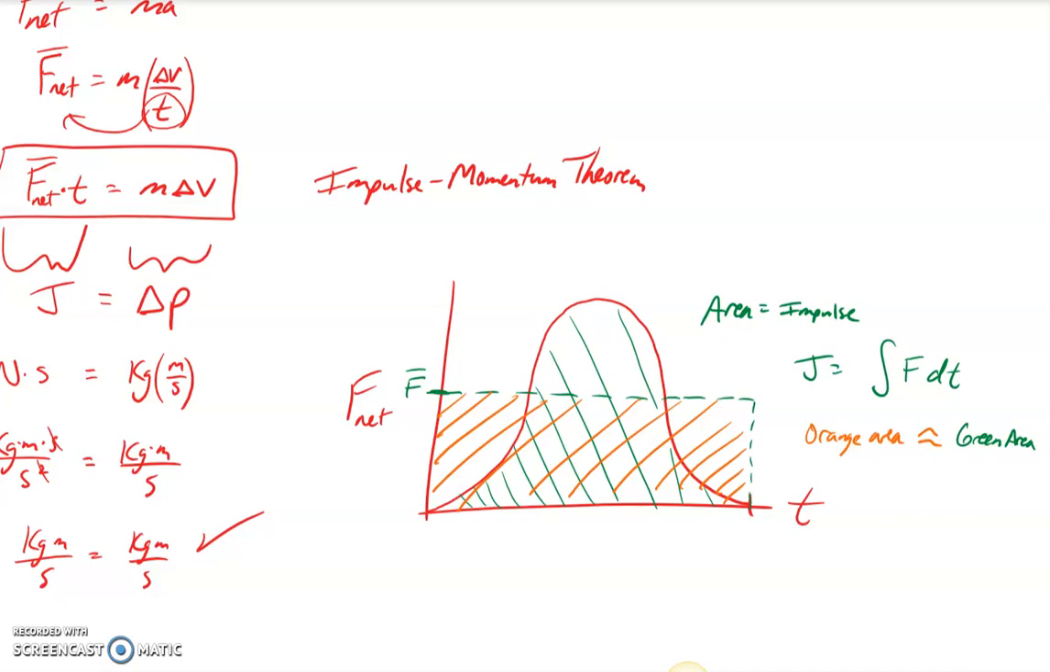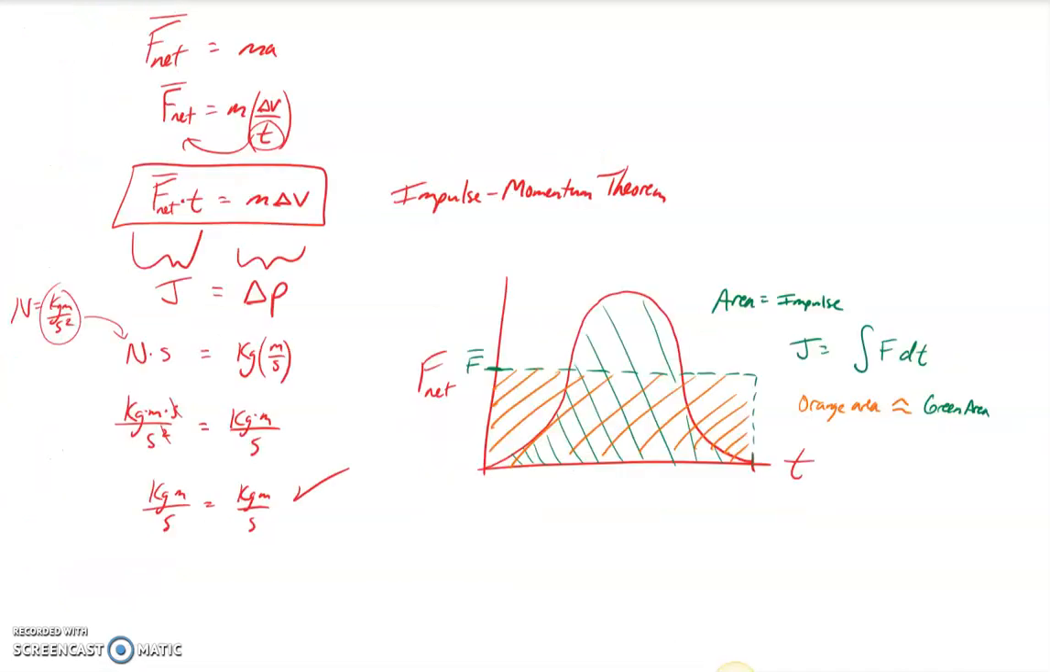So that's a good way to approximate the impulse on an object, would be to go where the average force is and multiply it by time, which is exactly what impulse is. It's average force multiplied by time. It's the area of that rectangle that we just made. Now let's make some real-world connections.